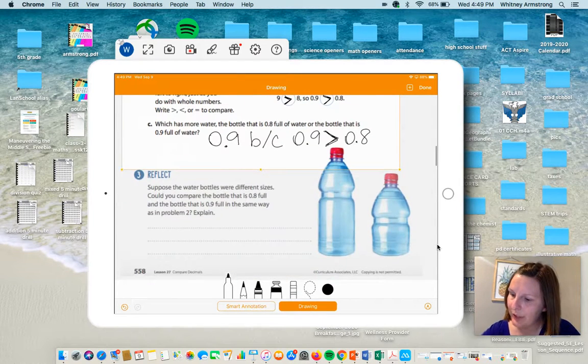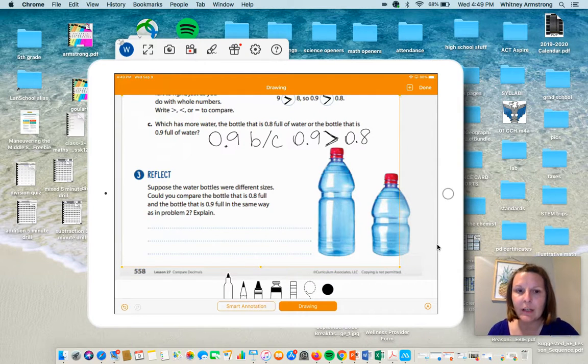So let's look down here at this reflect question. Suppose the water bottles were different sizes. Could you compare the bottle that is 0.8 full and the bottle that is 0.9 full in the same way as in problem number 2? So now, if you can see here on the side over here, we have 2 different size bottles. So the answer to that question is no, absolutely not. You cannot compare 2 things that have a different whole. You have to have the same size, so it either has to be one whole or it has to be the same size bottle or the same size pizza, things like that.